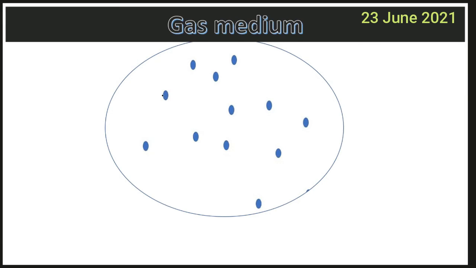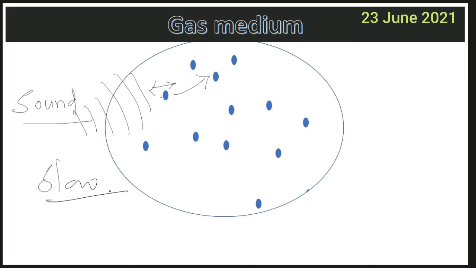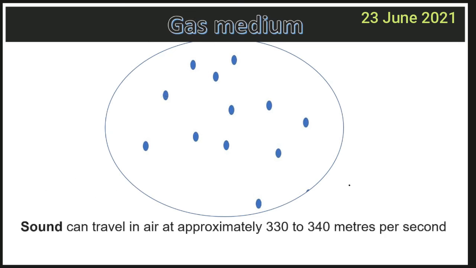So since the energy takes a bit of time, you speak here and the sound travels, the energy goes and hits here, and this starts moving to and fro. It takes some time to reach here. So the sound energy travels a bit slow. How slow? In gas, the speed of sound is approximately 330 to 340 meters per second. So remember this, 330 meters.